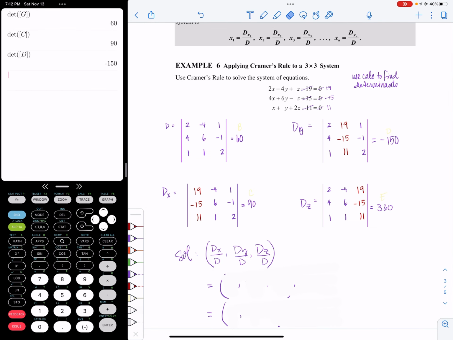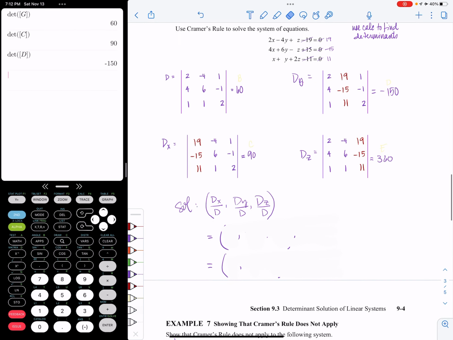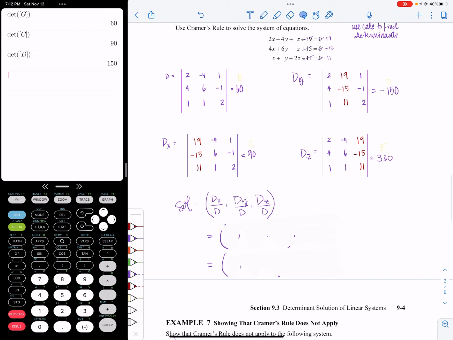So now you have 4 different determinants. And so our solution, you'll see, is going to be a 3-part solution. We'll just take each of the things that we found. So d sub x over d will be 90 over 60. And yes, I will reduce my fraction. For the y piece, negative 150 over 60, and for the z piece, 360 over 60. So then to reduce each of my fractions, that'll be 3 halves, negative 5 halves, and 6.